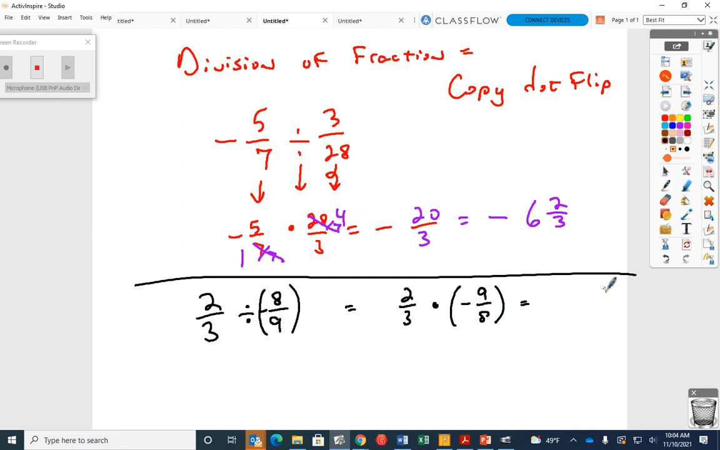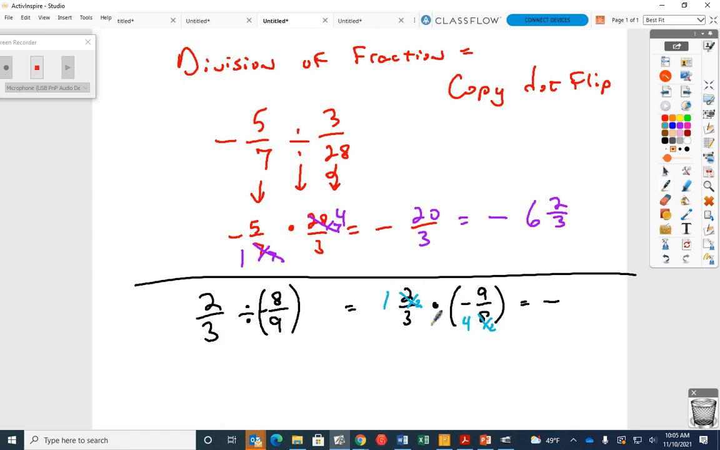Now, before I deal with any multiplication or canceling, is my answer going to be negative or positive? Negative. Because they are what? Different signs. Okay, good. So it's negative. Now, can I cancel 2 and 8? They're both divisible by what? 2. 2 divided by 2 is 1. 8 divided by 2 is?